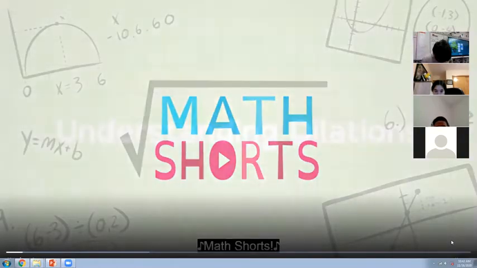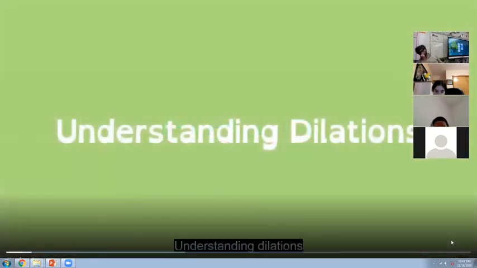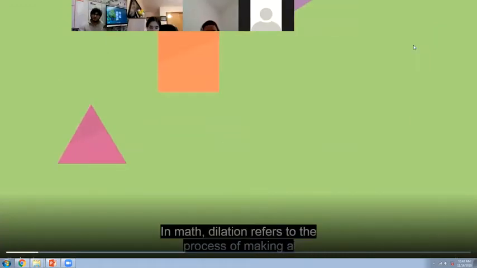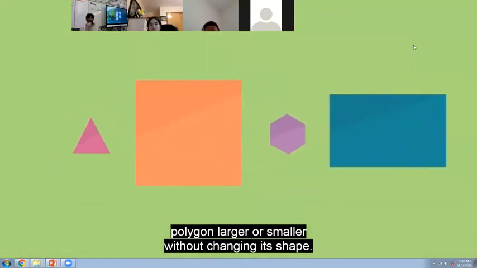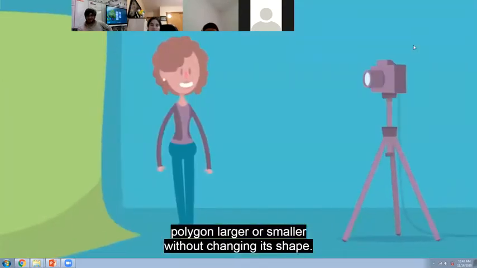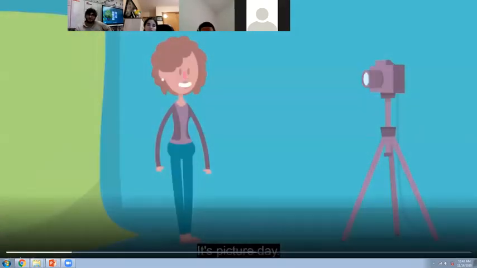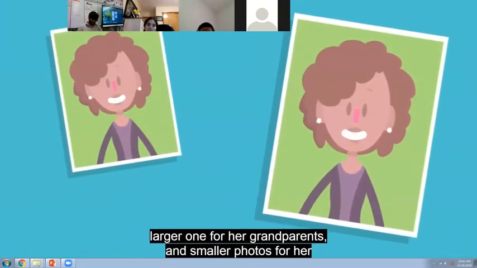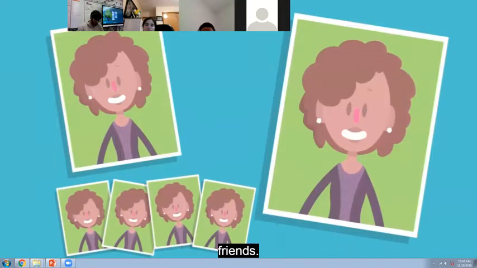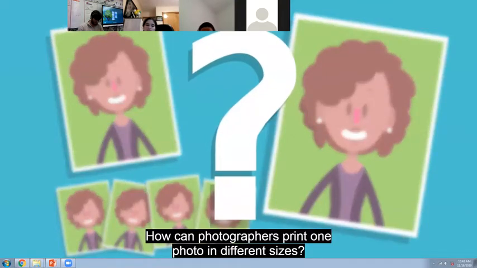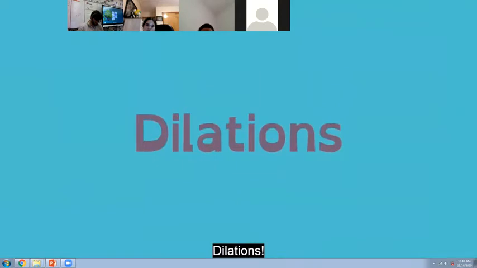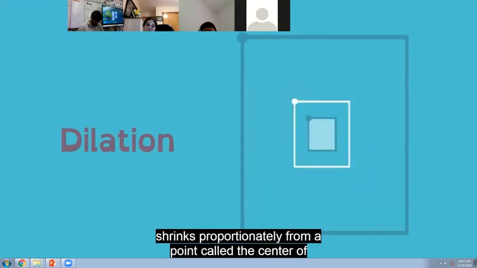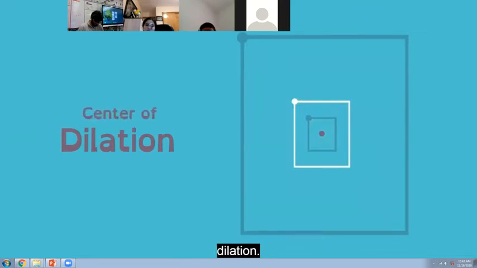Math Shorts. Understanding dilations. In math, dilation refers to the process of making a polygon larger or smaller without changing its shape. It's picture day. Kate chooses the package with one photo for her parents, a larger one for her grandparents, and smaller photos for her friends. How can photographers print one photo in different sizes? Dilations. Dilation is where a two-dimensional shape grows or shrinks proportionally from a point called the center of dilation.